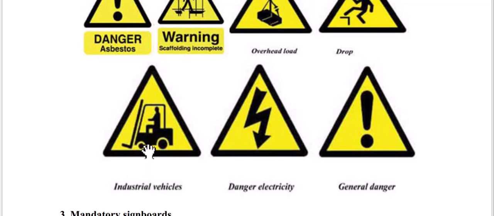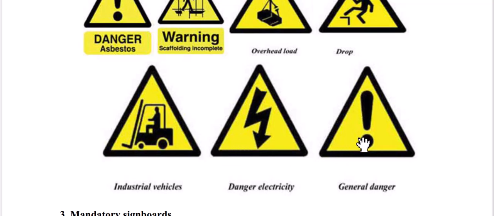We have industrial vehicles. That means you are supposed to be very careful in that place, watching all the time for moving vehicles and acting accordingly. We have danger for electricity. That means that at that particular place there is flowing electricity. So you need to be aware of that, don't touch anything that can conduct electricity, and take other electricity safety precautions at that place.